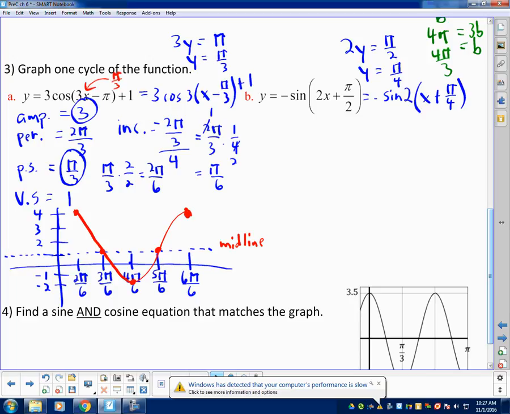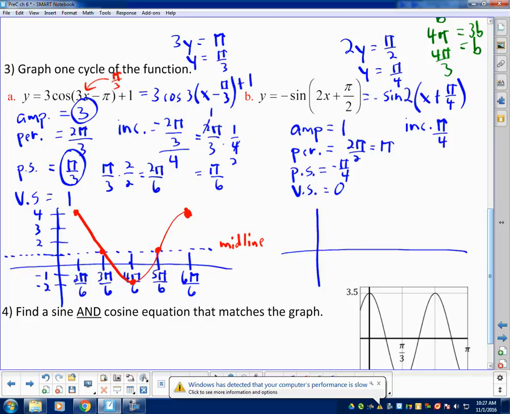Alright, so once again, amplitude is equal to 1, the absolute value of negative 1 there. Period is equal to 2 pi over 2, which is pi. My phase shift is equal to negative pi over 4. And my vertical shift is equal to 0. There's no vertical shift here. My increment is going to be the period pi divided by 4. That's good to know. Let's go ahead and draw our graph here.